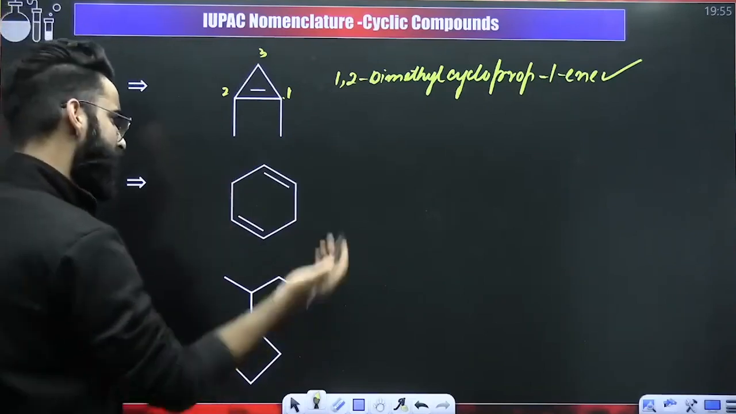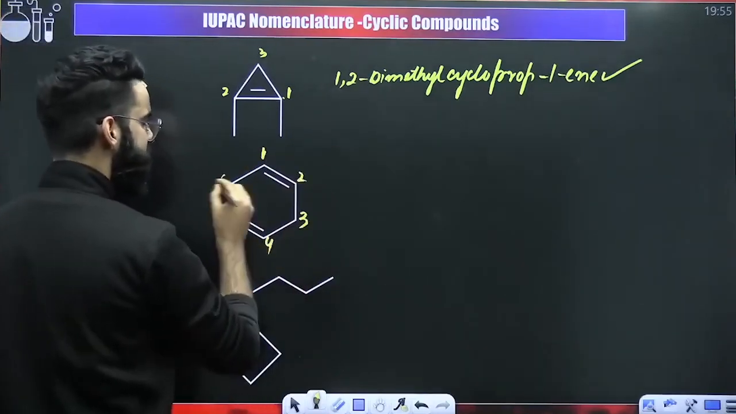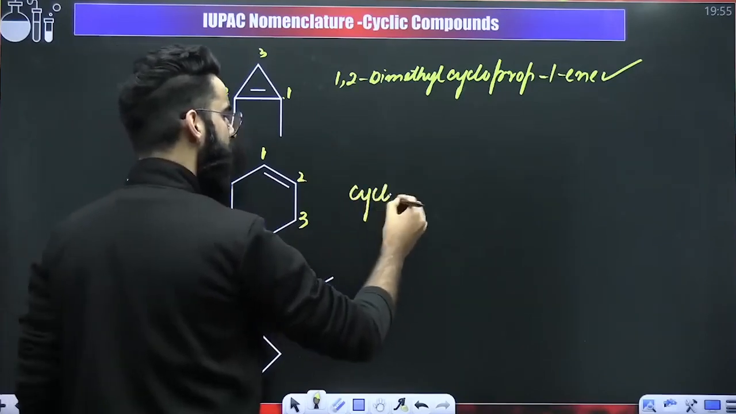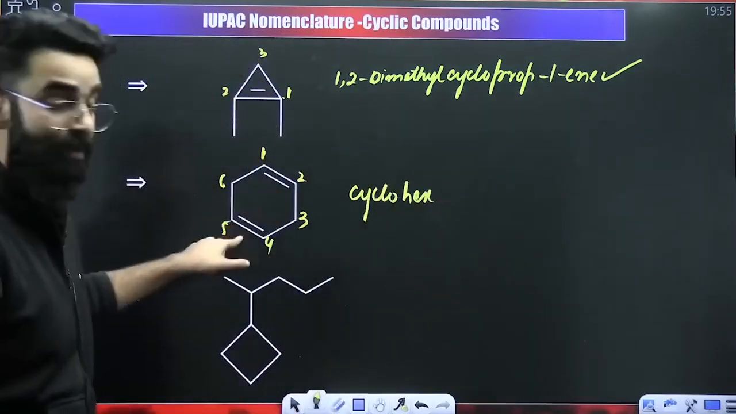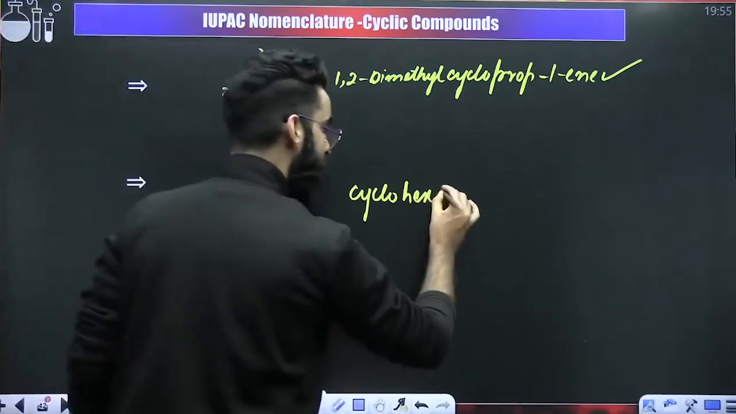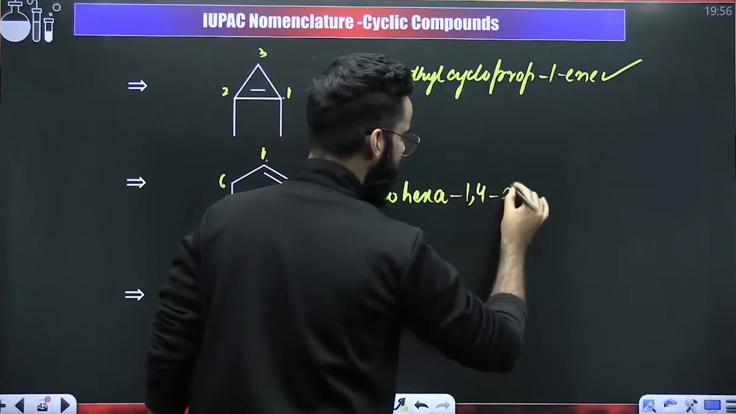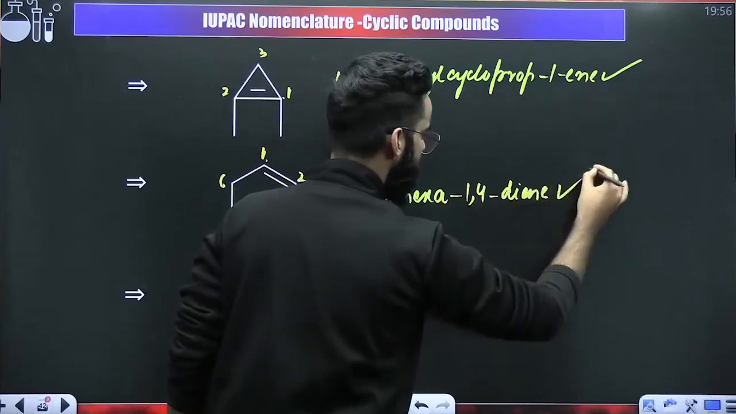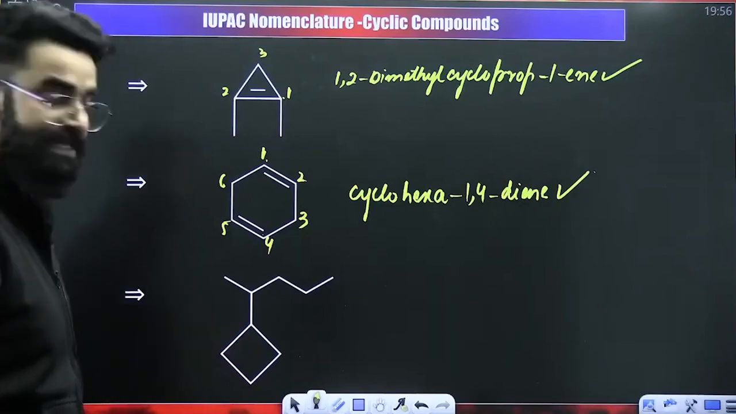Look at this particular one. Start the numbering from wherever you want. This is 1, this is 2, this is 3, this is 4, this is 5, this is 6. So it's first of all cyclo. It is hex. Should I write hex or hexa? 2 double bonds, so it's hexa. It's going to be 1, 4, diene. This is going to be the name of the compound. Right? Look at the next one.